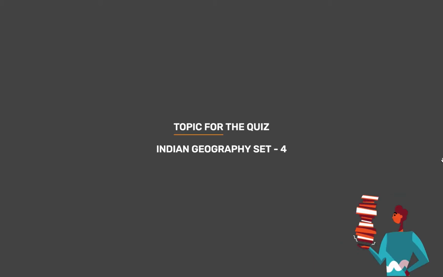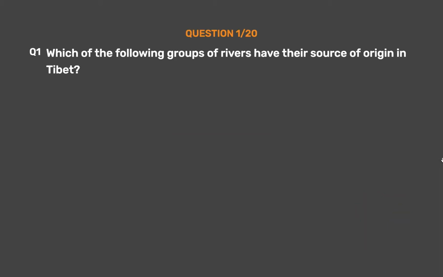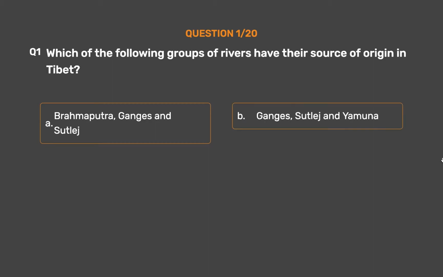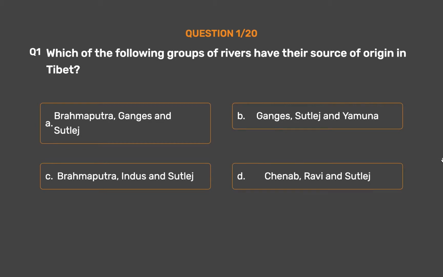Topic for today's quiz is Indian Geography Set 4. Question number 1. Which of the following groups of rivers have their source of origin in Tibet? Option A. Brahmaputra, Ganges, and Satluj. Option B. Ganges, Satluj, and Yamuna. Option C. Brahmaputra, Indus, and Satluj. Option D. Chenab, Ravi, and Satluj.